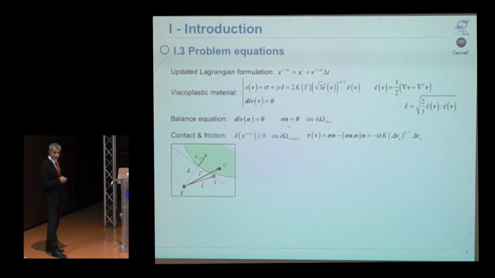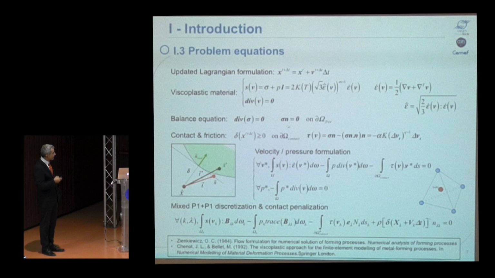So first, very briefly, I would like to present the skeleton of the equations that we are solving. It's a problem of evolution, so we are using an updated Lagrangian formulation. The simplest equation that we can use is for a viscoplastic material, which can be purely rigid. We have a balance equation. We have the contact equation with friction. Contact is quite important. And we end up with a velocity-pressure formulation.